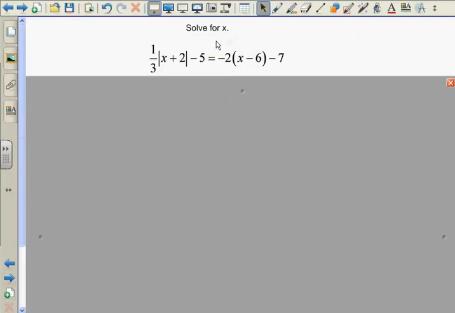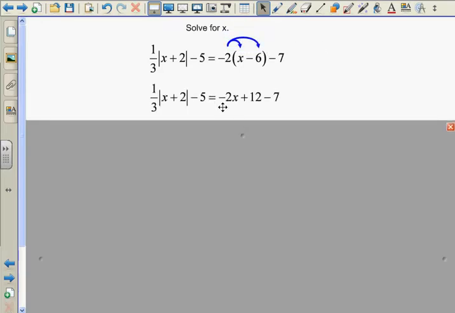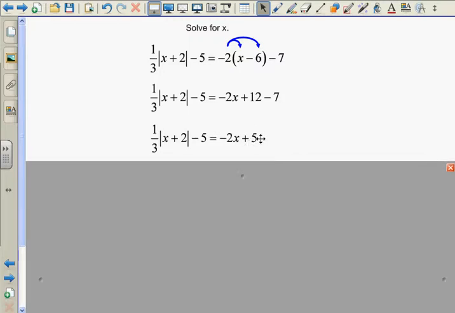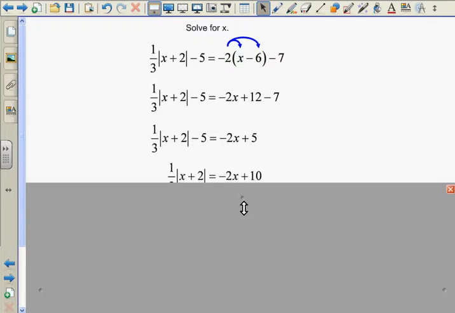So here's our equation. First thing we need to do is simplify this right side. So distribute out that -2, which results in a -2x and a +12. Then we've got +12 and -7 to combine. That leaves us with our +5. Now we can add over the -5, which gives us a 10.